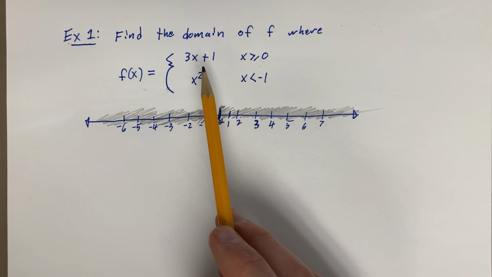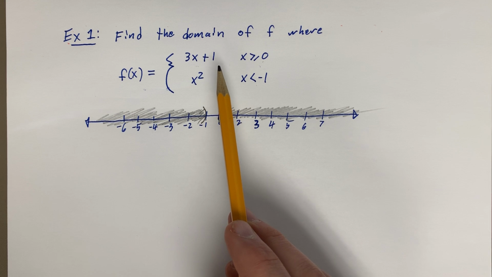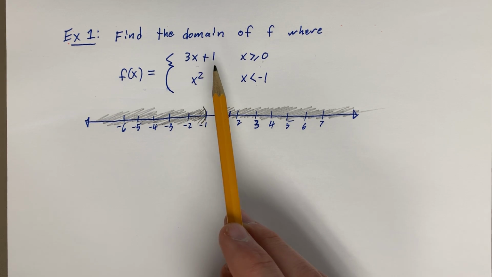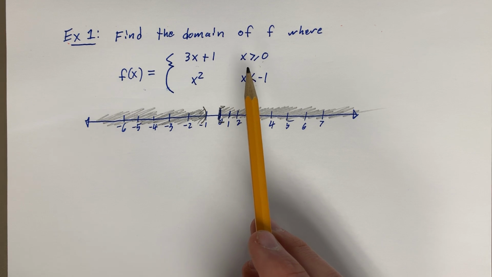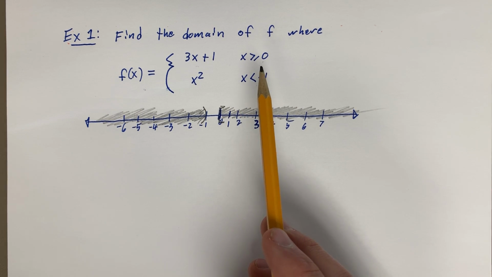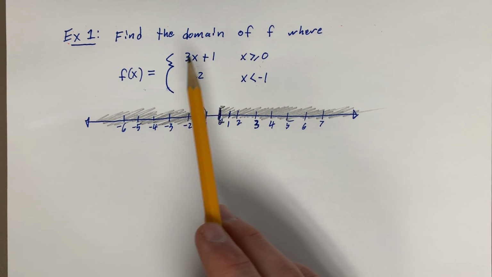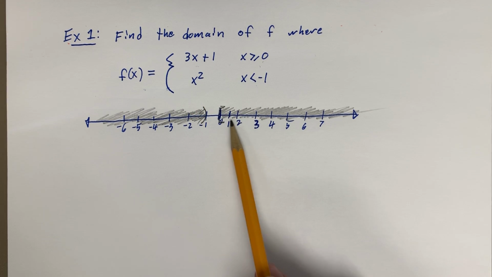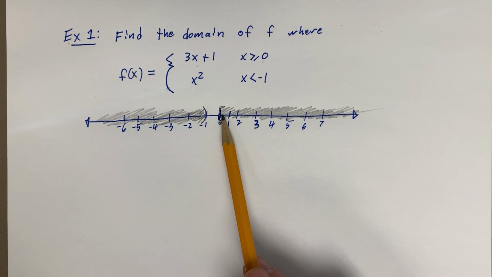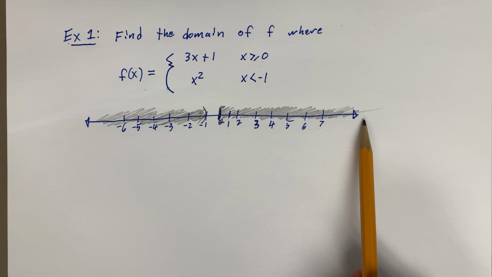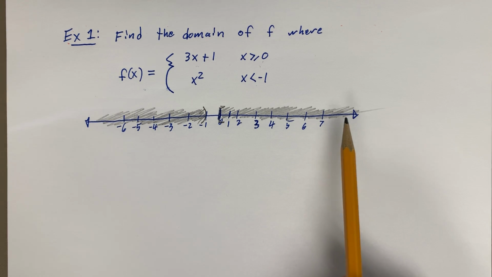Is there any chance for square roots of negative numbers here? No. In fact, 3x plus 1 is defined for all possible x values, so it's certainly defined when x is greater than or equal to 0. So 3x plus 1 is defined everywhere on this interval. So our domain is going to consist at least of the square bracket 0 to infinity. We'll write that in a few minutes here.